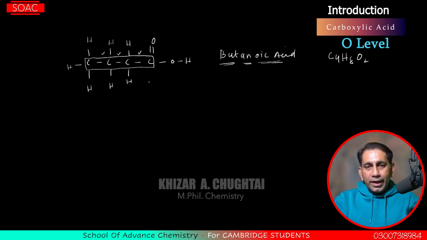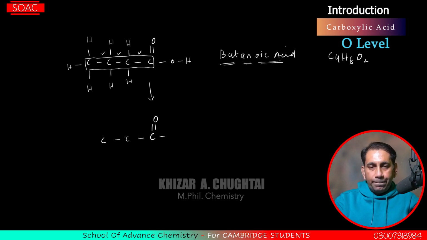Here is another isomer of this carboxylic acid that also has a total of 4 carbon atoms, but its longest chain has only 3 carbon atoms. In this case, I'm going to place one CH3 group over here, and there is another CH3 group.